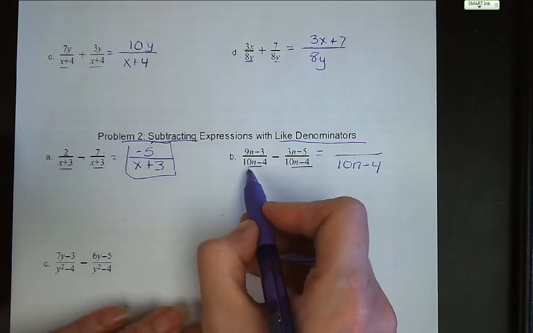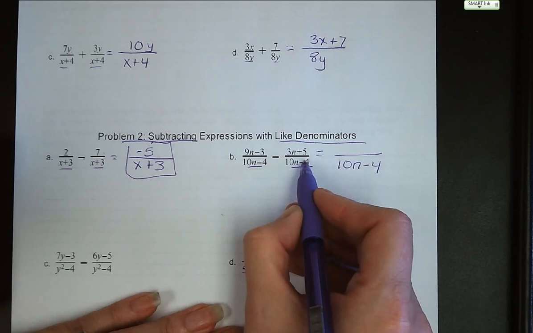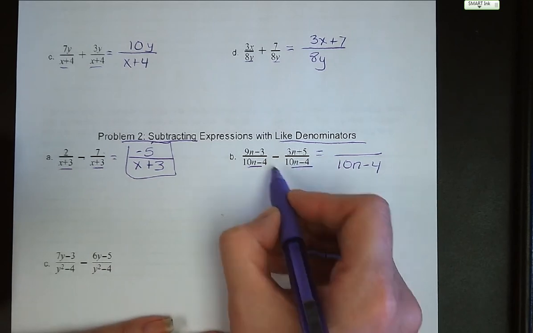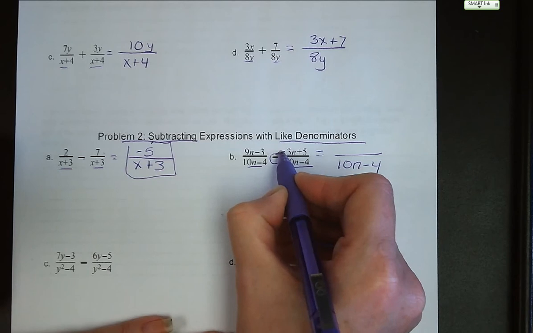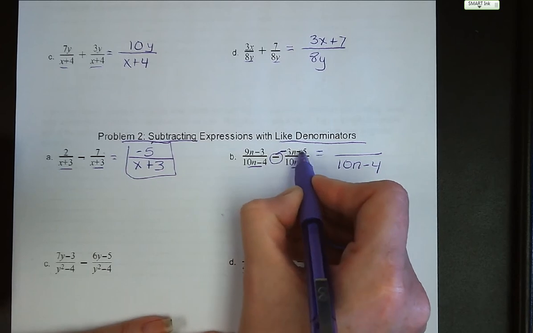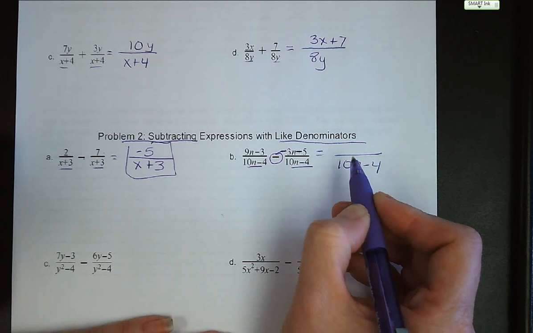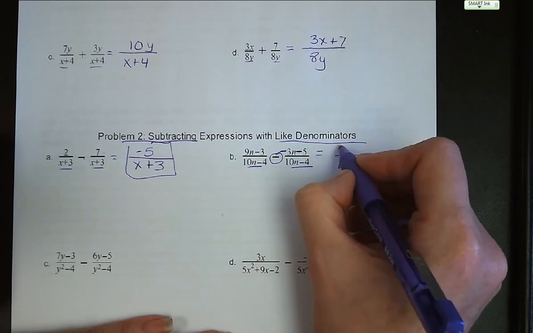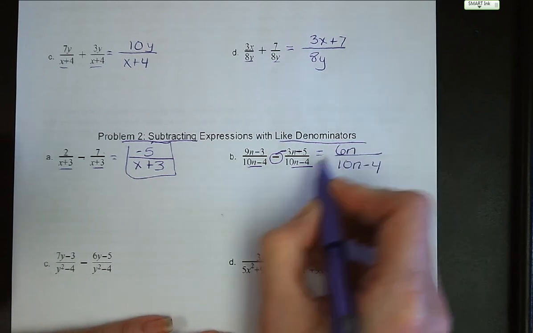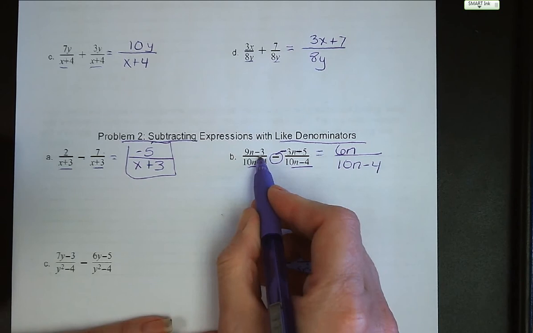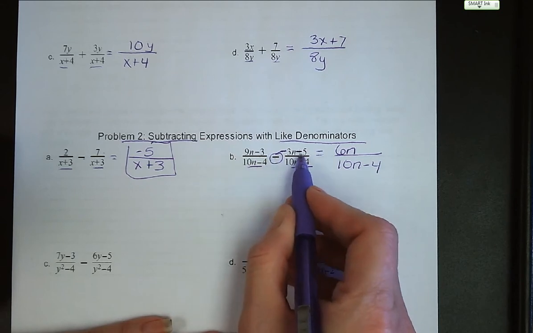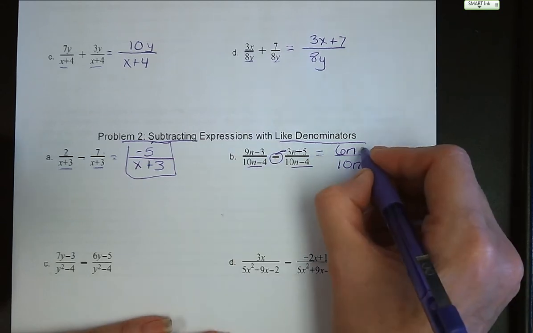Now, this is where it gets a little tricky, because we need to remember that we are subtracting 3n plus 5, so that negative sign gets distributed to both of those terms. So 9n minus 3n is 6n. And negative 3 minus 5 is negative 8.